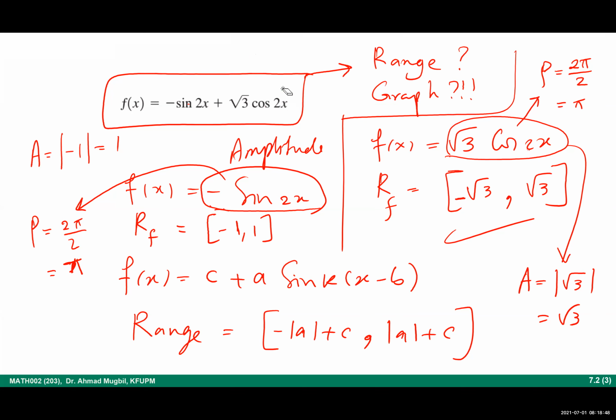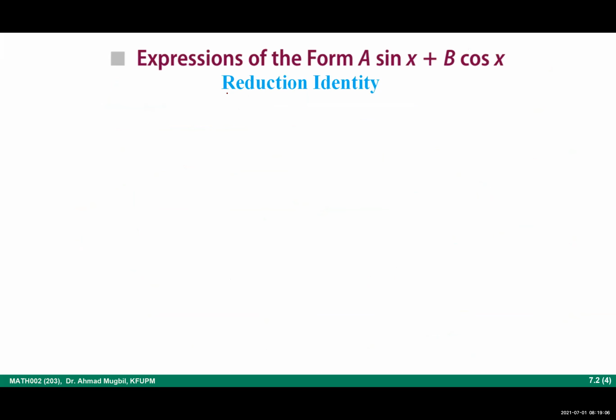So to be able, shabab, to sketch the graph of this function and to find the range, the amplitude, all the related properties for this kind of functions, when we have a combination of sine and cosine, we need what is called the reduction identity. It is not mentioned in your book with the same name. In your book, they call it with this formula. Okay. Now, if you have a linear combination of sine and cosine, what can you do about it to know everything about it?